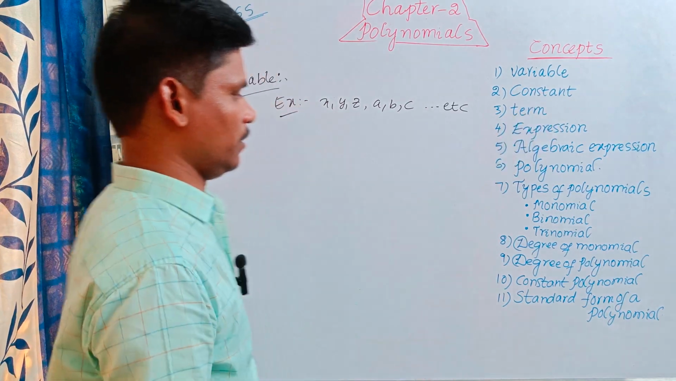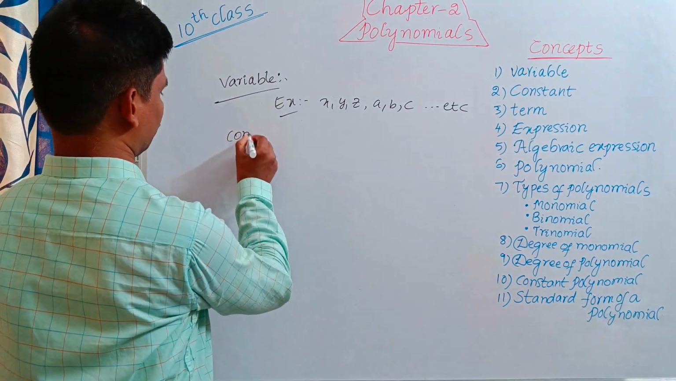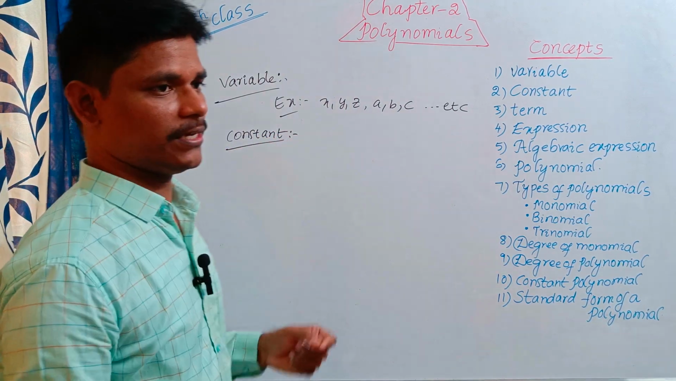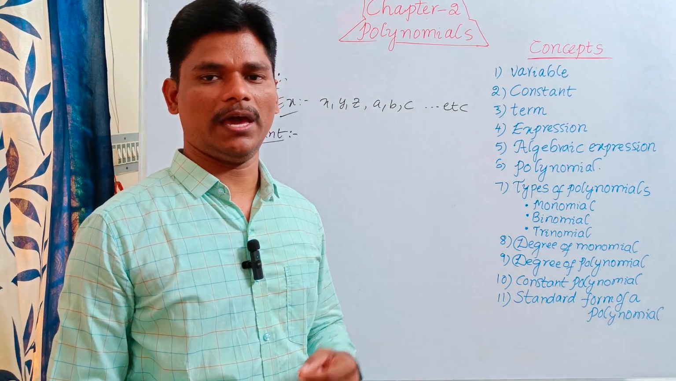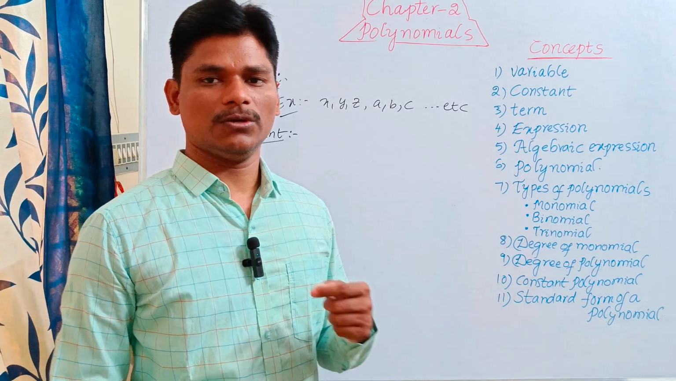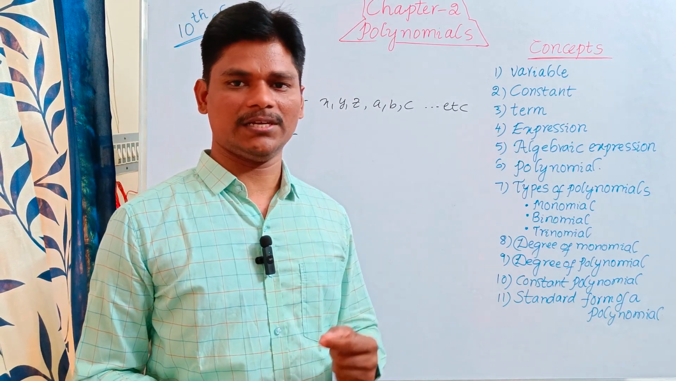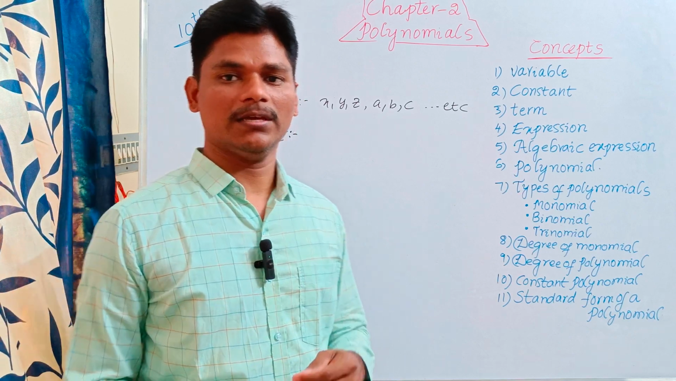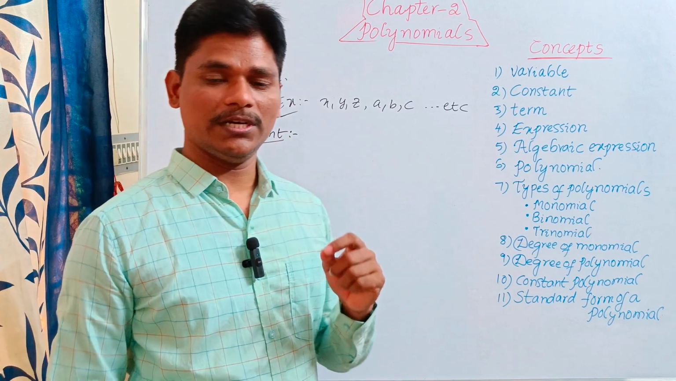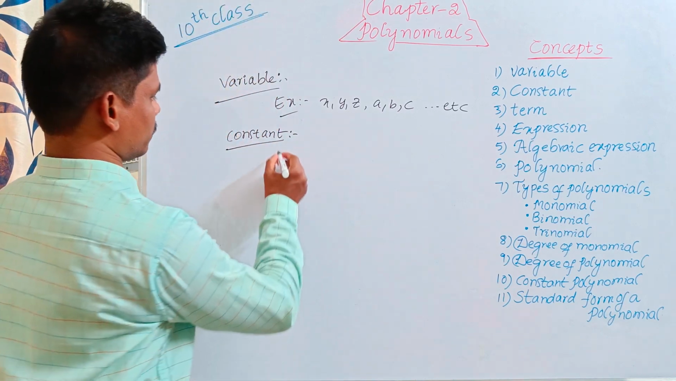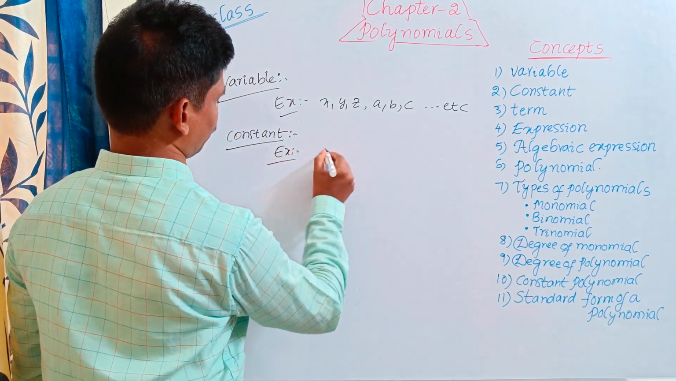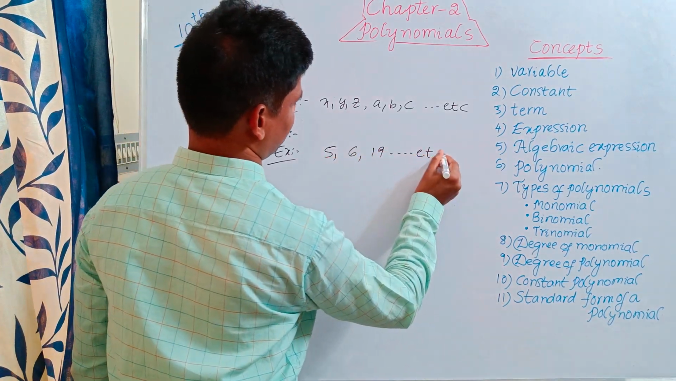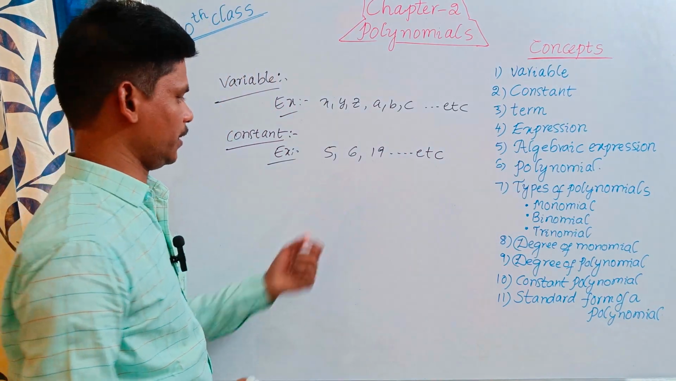Next, constant. What is a constant? A constant is defined as something that does not change its value as the equation is solved. Those are the numbers, whether fractions, decimals, or real numbers. Those are the constants. So it is a fixed value. For examples, 5, 6, 19, and so on. These are the constants.